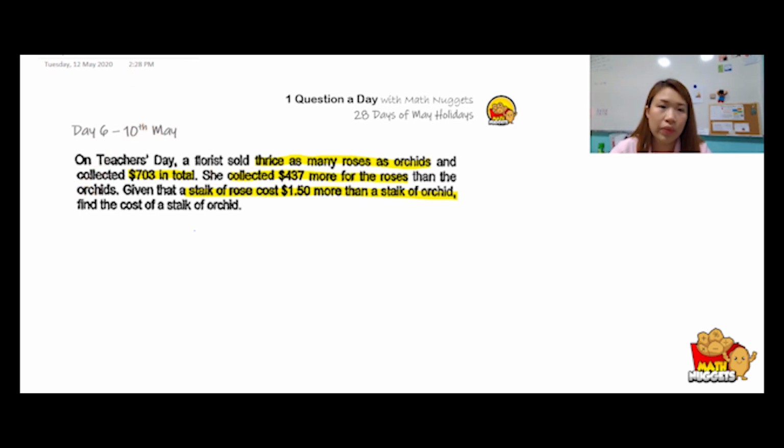So I'm going to draw the models. I'm going to split out the information into the quantity and the value. So they tell us about the quantity, roses and orchids. She sold thrice as many roses as orchids. Okay, then we have the value as well. How much she was paid.